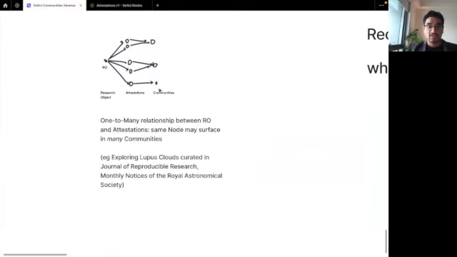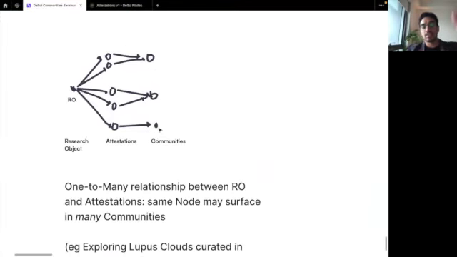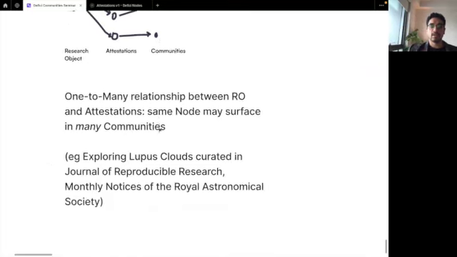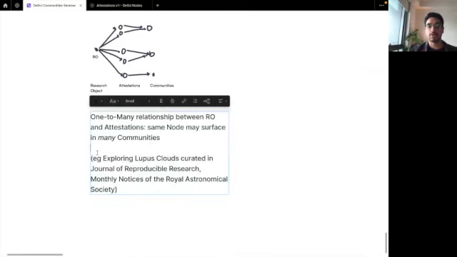What that means is that the same research object could show up in multiple different communities, and it could get curated in multiple different places. So exploring lupus clouds could show up in the Journal of Reproducible Research or the DeSci reproducibility community, and also in the Monthly Notices of the Royal Astronomical Society. And it's not just going to be journals. You could be curated in a reading group. People could just form a reading group around a telescope.